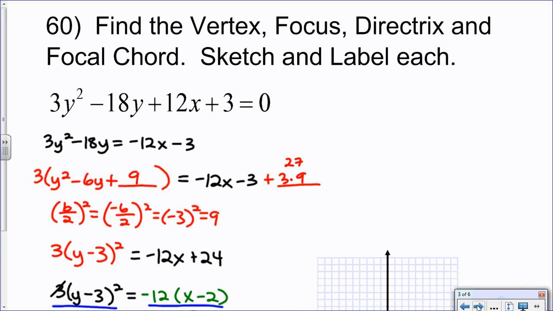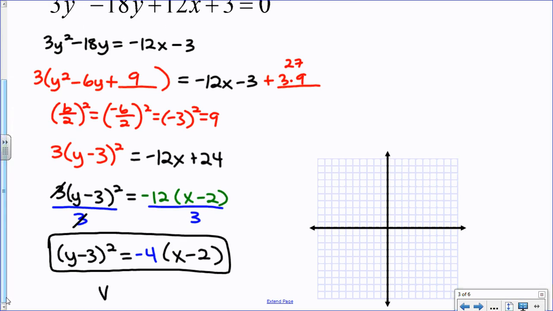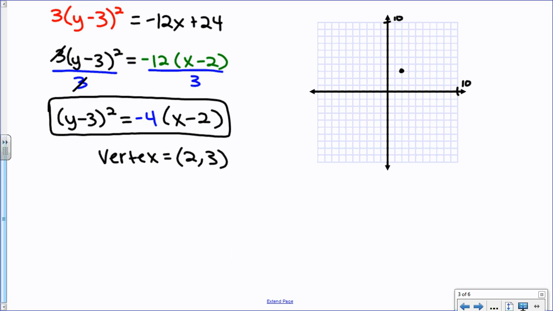Okay, that tells me then that my vertex is what? So the x-coordinate is with x, 2, and the y-coordinate is with y, 3. So 2, 3. Okay. Now, we need to find our focus and directrix. It was y squared. I know this is horizontal because it's y squared.